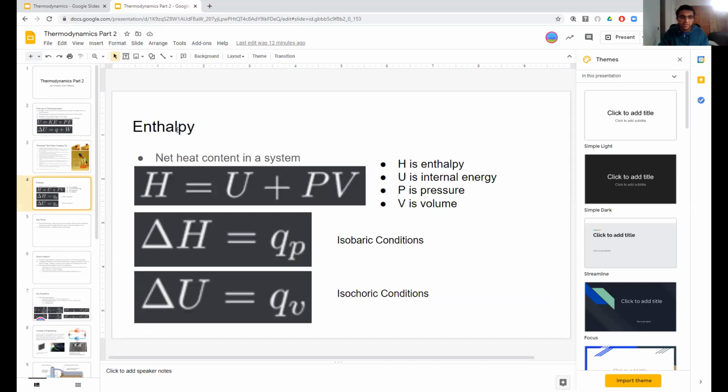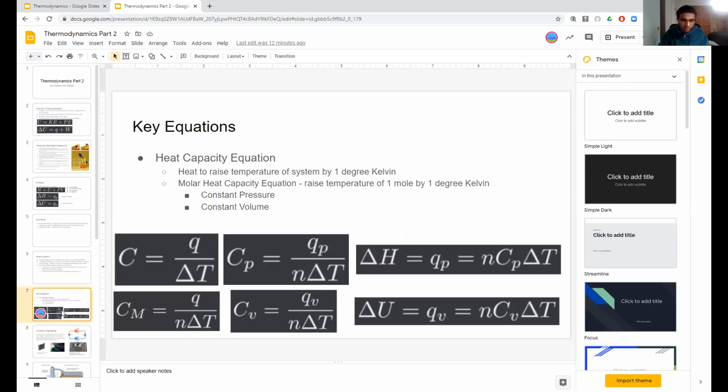And then we just substitute what we learned in the enthalpy slide. The change in enthalpy is equal to the heat at isobaric condition, and the change in internal energy is also equal to the heat in the isochoric, or same volume, condition. We just substitute that in here. We say delta H is Q sub P, and then we multiply out N delta T on both sides of these equations to get these equations.